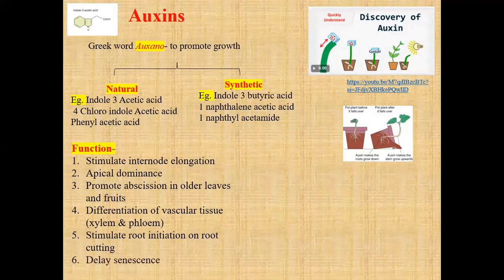Next one, delay in senescence. This is an important function of the auxin plant hormone: delay in senescence.